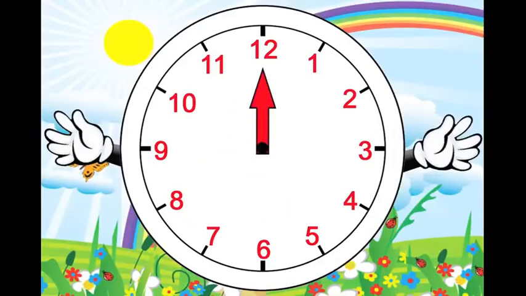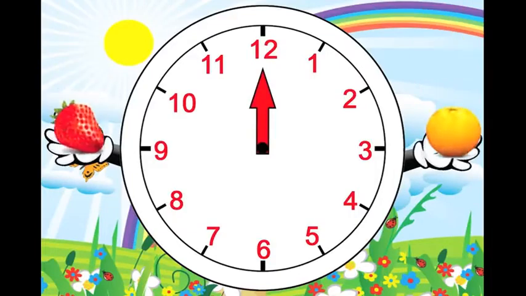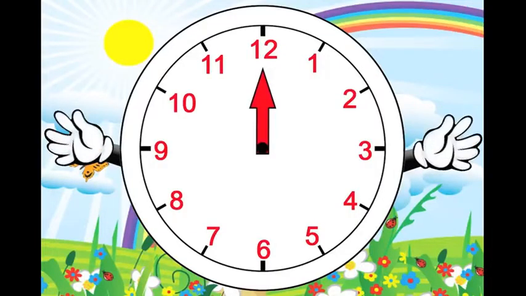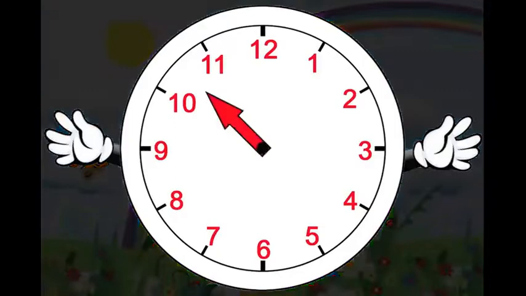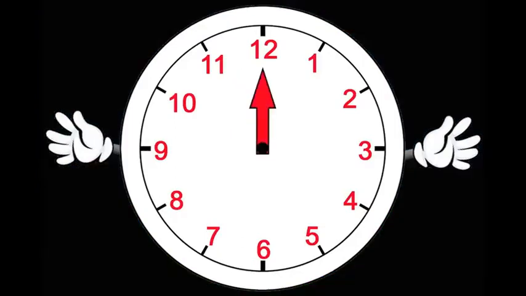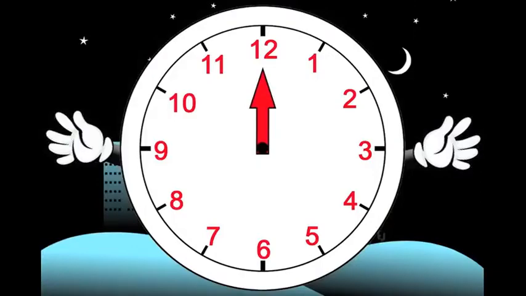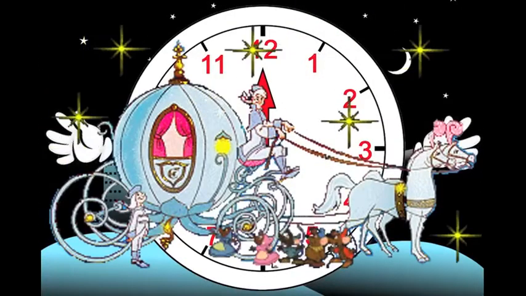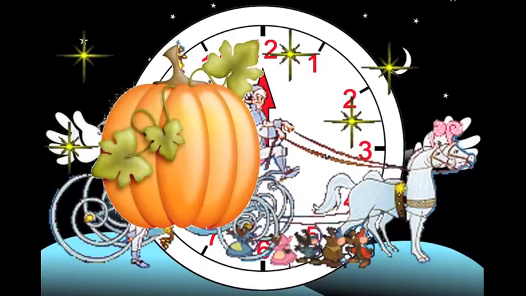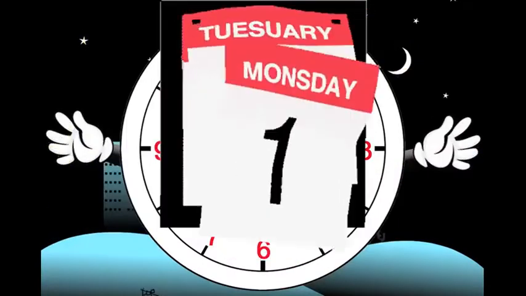12 o'clock is a very important hour. When it's 12 o'clock during the day, we call this noon. It's about the time you have lunch. Any time after this is called afternoon. 12 o'clock at night is called midnight because it's in the middle of the night, midnight. This is the magical time when Cinderella's carriage turned into a pumpkin. It's also magical because it's when a new day starts.